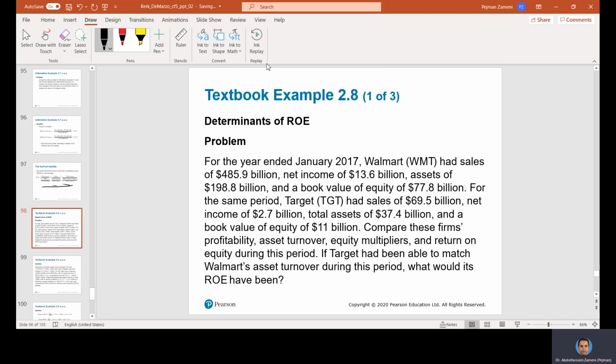For the year ended January 2017, Walmart had sales of $485.9 billion, net income of $13.6 billion, assets of $198.8 billion, and a book value of equity of $77.8 billion. For the same period, Target had sales of $69.5 billion, net income of $2.7 billion, total assets of $37.4 billion, and a book value of equity of $11 billion. Compare these firms' profitability, asset turnover, equity multipliers, and return on equity during this period. If Target had been able to match Walmart's asset turnover during this period, what would its return on equity have been?